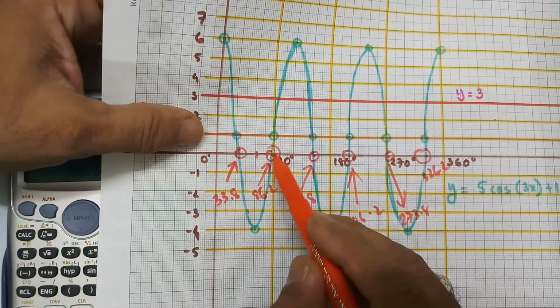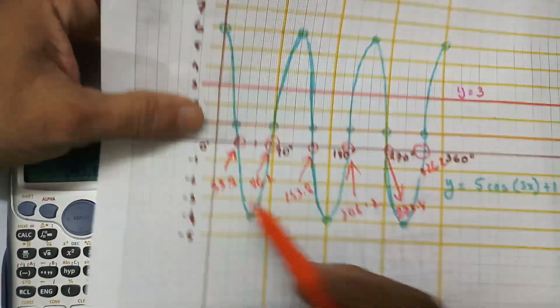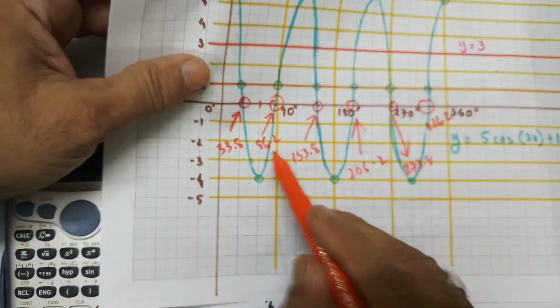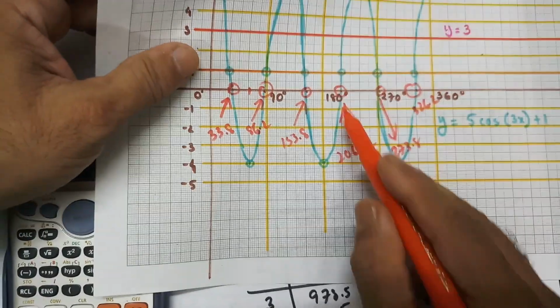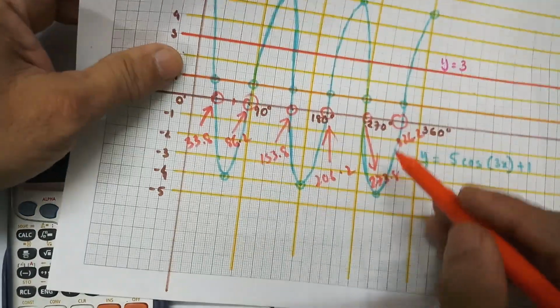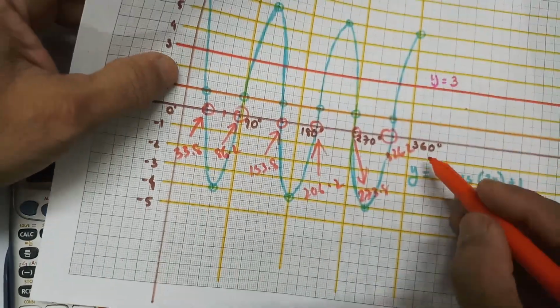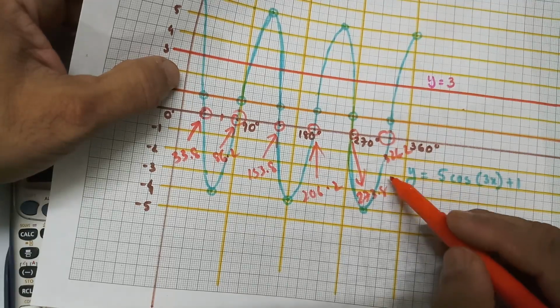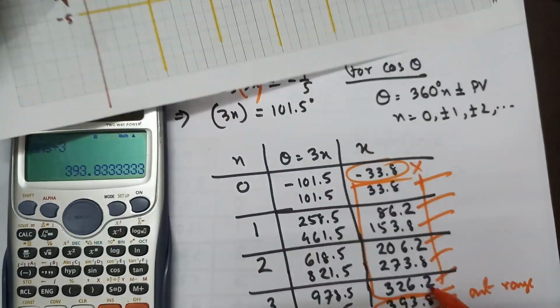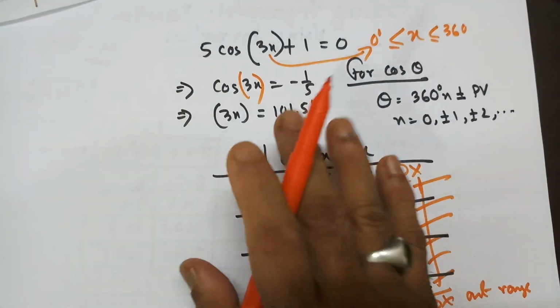Now let's go to our graph over here. 1, 2, 3, 4, 5, 6, then 33.8, then 86.2, and 153.8, 206.2, and then 273.8, and 326.2. Okay, so that's that. So this is for cos theta.